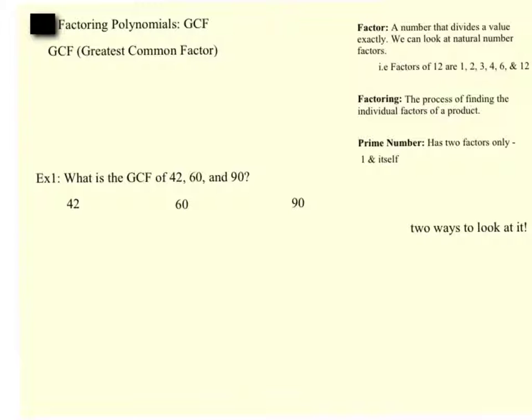If I look at this first example, what's the GCF of 42, 60, and 90? Well, if you can't see that right away, you can use factoring, the process of finding individual factors, in order to see it. I'm going to factor all of these numbers. You can pause now, and then I'm going to do it. Here I've created prime factor trees for 42, 60, and 90. The greatest common factor is the factor that all of them have in common.